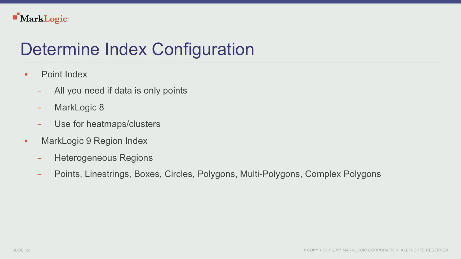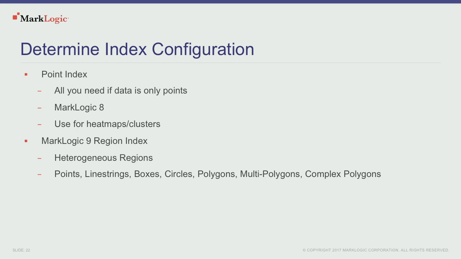And this is also when you want to look at your index configuration. What kind of indexes do we want to use? We have two different kinds of indexes in MarkLogic, a point-based index and a region index. Point index, if all you are indexing are points, is the index I'd recommend you use. It's in memory, it's super fast. It is also the only index you have available to you if you are using MarkLogic 8 or before. That is also required to drive heat maps in the cluster user interface.